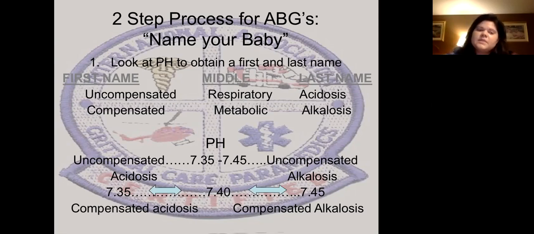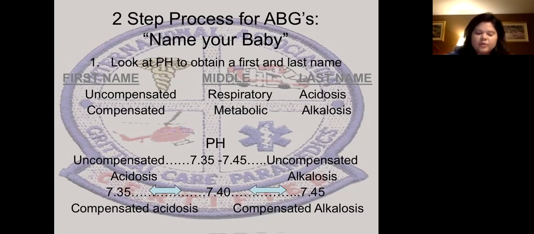So first name is going to be uncompensated or compensated, and we're going to look at those here in a bit. The middle name is going to be respiratory or metabolic. It can be acidic, so acidosis, or alkalosis. So pH, uncompensated, and acidosis is going to lean more toward the 7.35. Uncompensated alkalosis is going to be greater than 7.45.